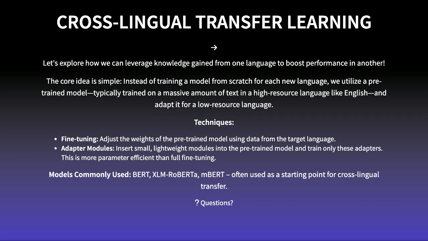Okay, so let's dive into cross-lingual transfer learning. Basically, we're taking a really smart model that's already been trained on tons of data in one language, usually English, and then adapting it to work well with another language, even if there isn't as much data available for that new language. We can do this by fine-tuning the whole model or using smaller adapter modules. Models like BERT and XLM-RoBERTa are frequently used as the foundation for these techniques. They've already learned a lot about language structure, so we just need to tweak them slightly to fit the specific nuances of the new language.